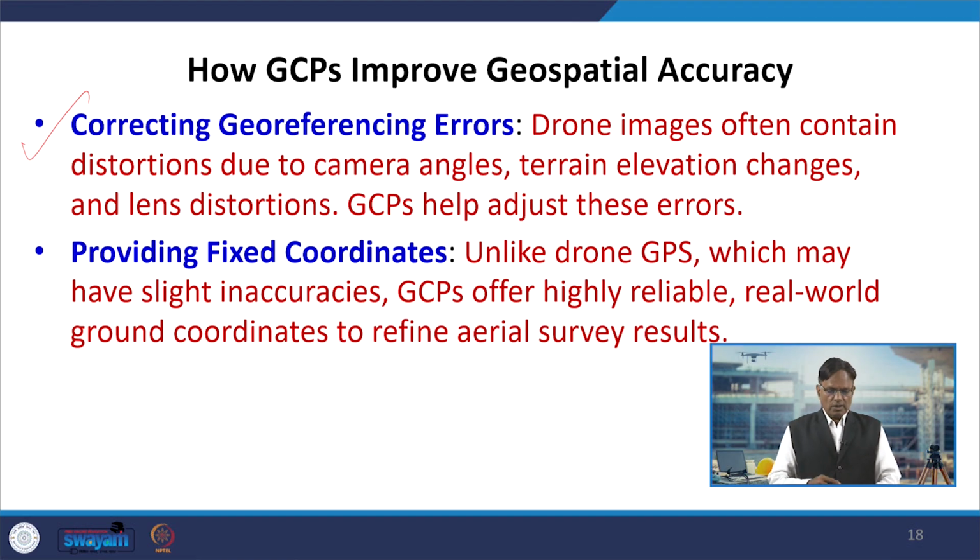They will provide fixed coordinates. So, unlike drone GPS, which may have slight inaccuracies, these GCPs will offer highly reliable real world ground coordinates to refine our aerial survey results, the raw data which we are getting.